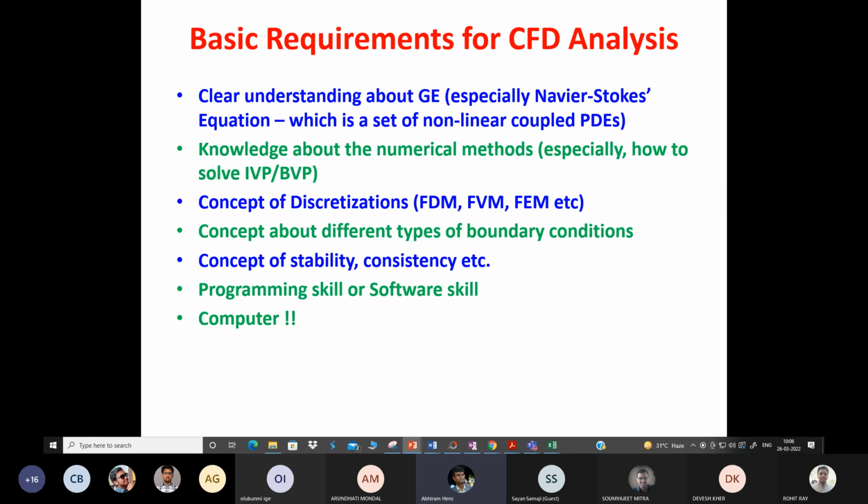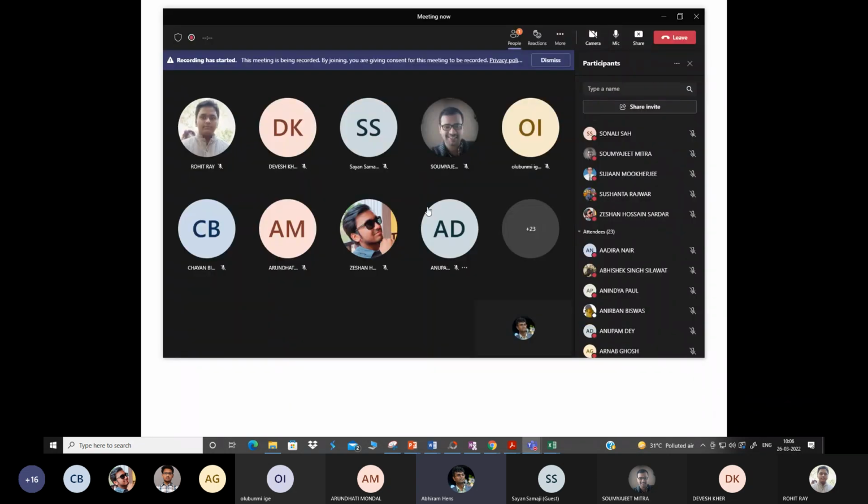Then I told you what the basic requirements for CFD analysis are. It is a clear understanding of the governing equations, especially the Navier-Stokes equation, which is a set of nonlinear coupled PDEs. Then knowledge of numerical methods, especially how to solve initial value problems and boundary value problems. Then the concept of discretization, different types of boundary conditions, stability, consistency, a little bit of programming skill, and computer knowledge. That is also important.